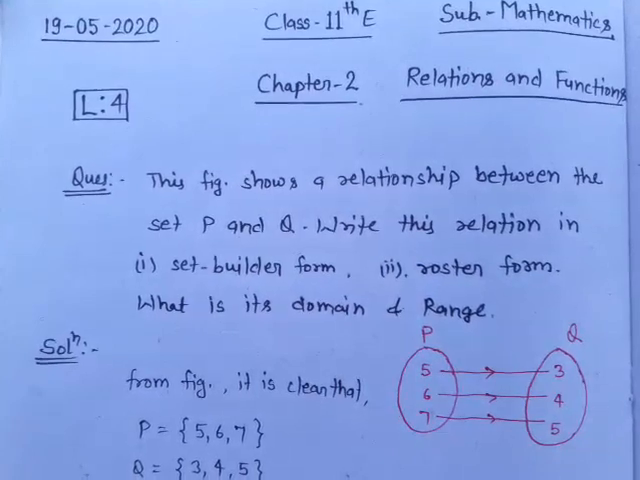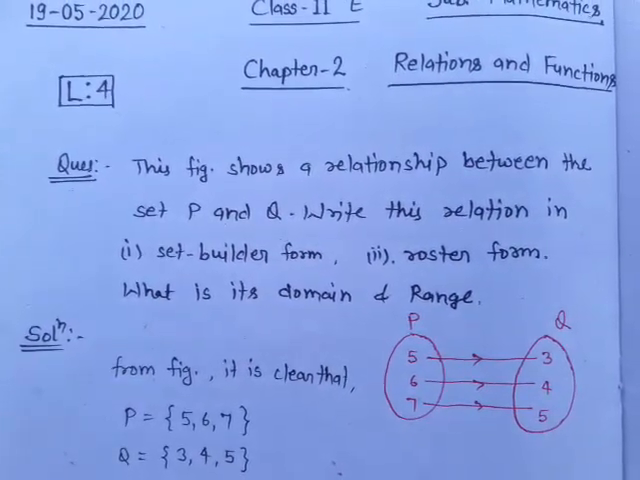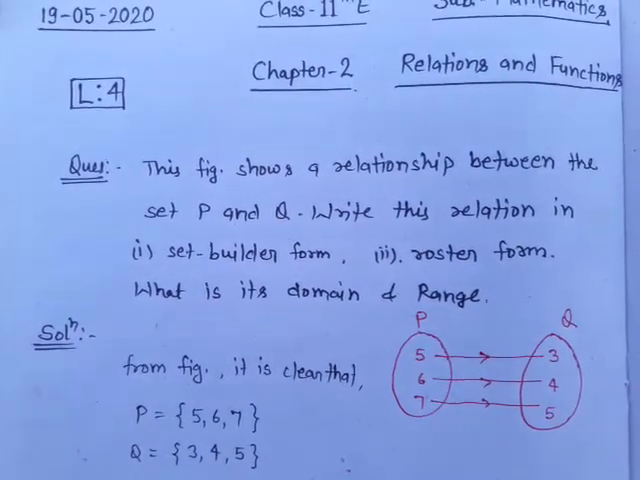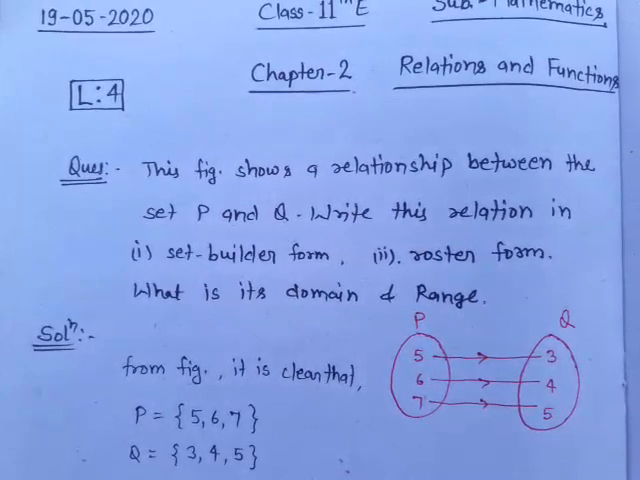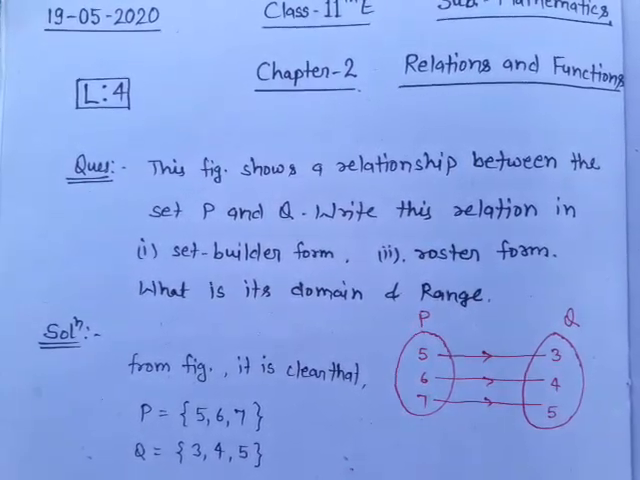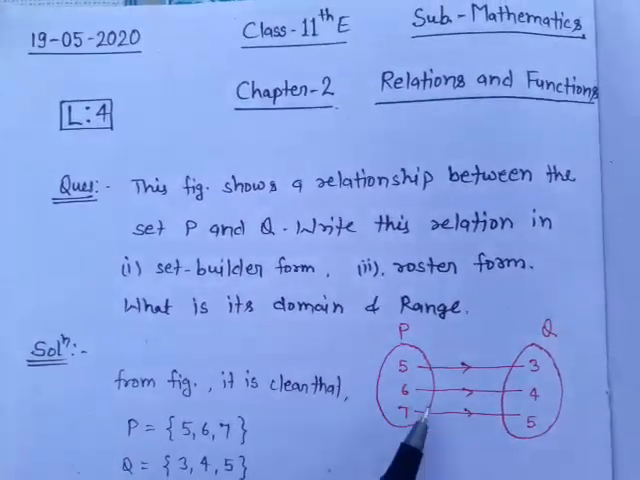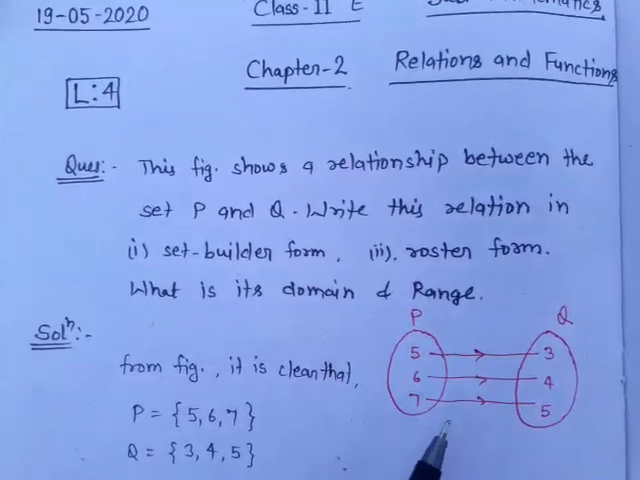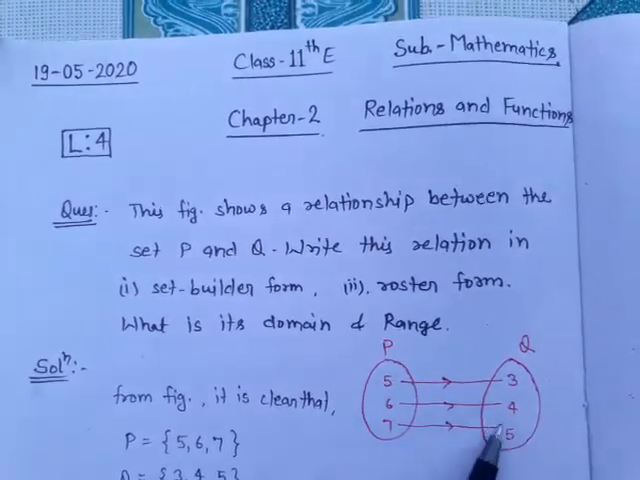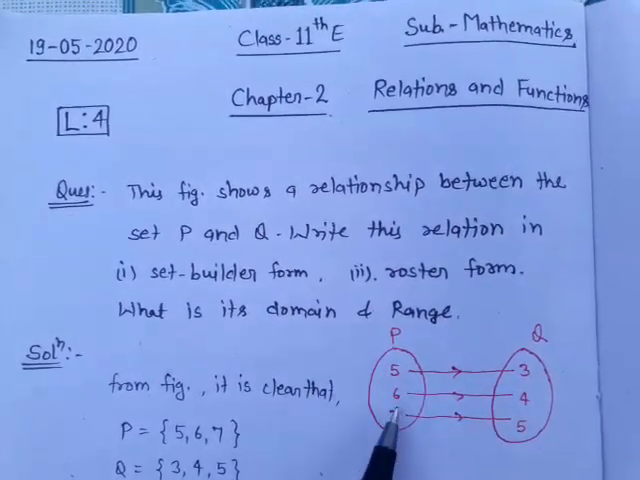Now the first question is: this figure shows a relationship between the sets P and Q. Write this relation in first set builder form, second roster form, and what is its domain and range. This figure is given. Now the solution: from this figure it is clear that in set P there are three values 5, 6, 7.